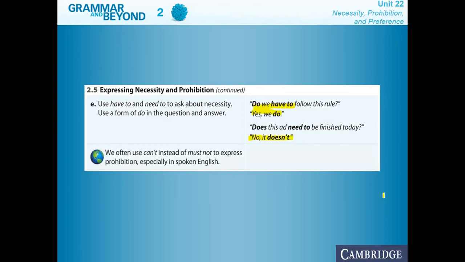We often use can't instead of must not to express prohibition, especially in spoken English. This is what I told you. When we're talking about spoken English, we are always going to use can't and not must not. The reason why is that must not is too strong, too formal, and when we're speaking, we can be less formal and more colloquial. You can't do that. It's against the rules. So that means that in the speaking form, I can do it. But in written form, I can say, drivers must not exceed the speed limit.